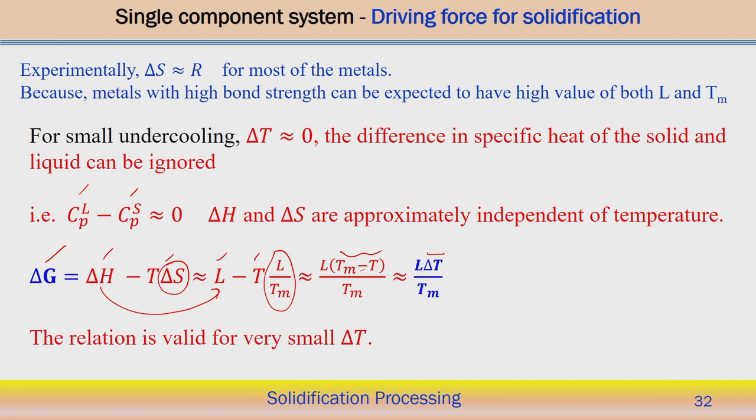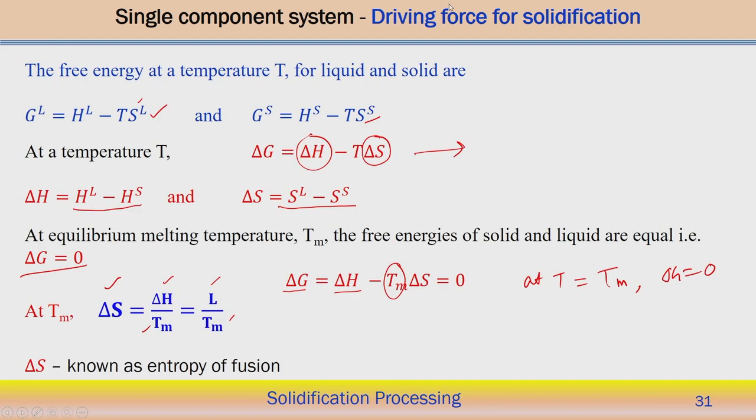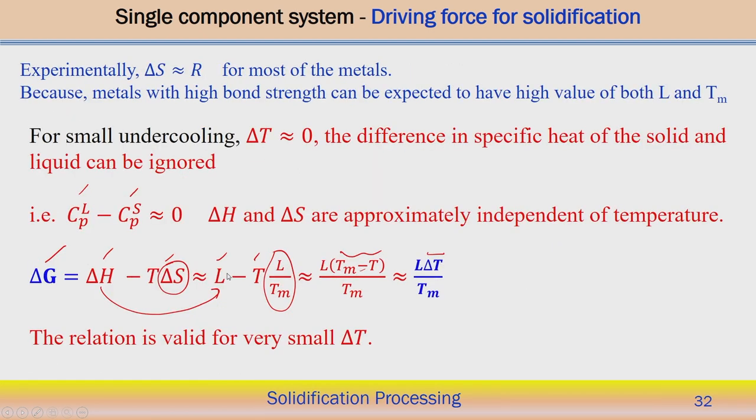That means it depends on the latent heat, the degree of undercooling and the melting point temperature. But this is valid only if the degree of undercooling is very small, very close to the melting point temperature. So here, first we calculated delta S, the entropy of fusion, roughly estimated as L by T_m, and then we estimated that delta G equals L delta T by T_m. So the degree of undercooling is accounted for here.